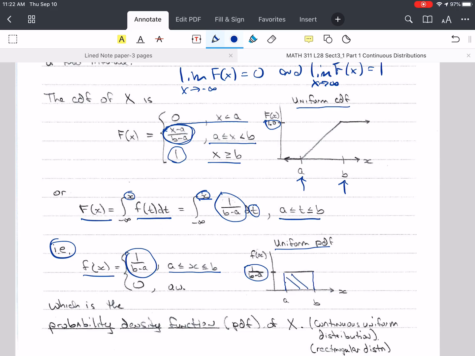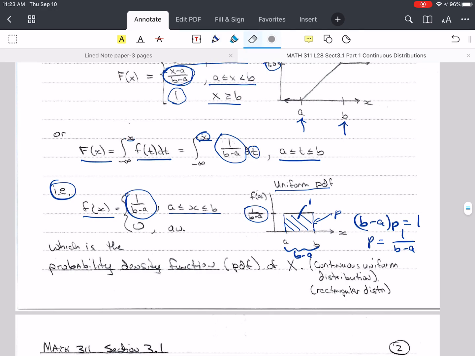then this is a rectangle, and we could call the height p. If this area is 1, and this length is b minus a, then b minus a times p equals 1, so p equals 1 over b minus a, using what we know about rectangles. But using what we know about rectangles works in this simple case. It doesn't work when the PDF is of a complex form, which we're going to study. So we'll need to use calculus. And that's why we've given the CDF as an expression of an integral of the PDF. Okay, so this is the expression in general that we need to know.